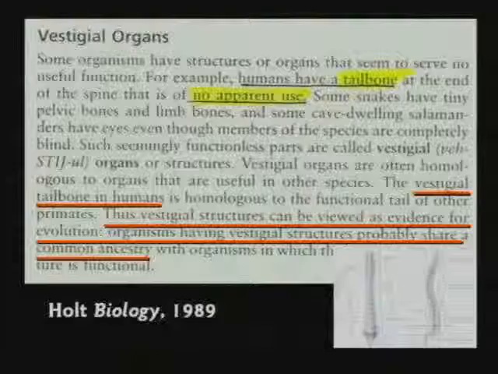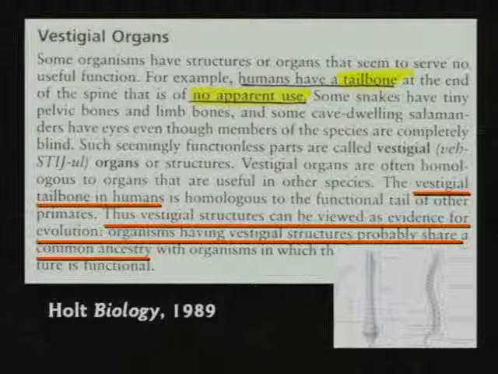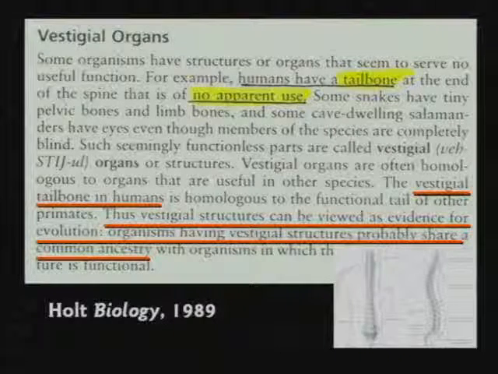This one says, humans have a tailbone that is of no apparent use. This is vestigial tailbone in humans. Vestigial structures can be viewed as evidence for evolution. Organisms having vestigial structures probably share a common ancestry. This is a lie. There are 9 muscles that attach to the tailbone, without which you cannot perform some valuable functions. I won't tell you what they all are, but trust me, you need those muscles. And I've told people for years, if you think the tailbone is vestigial, I will pay to have yours removed. Okay? Bend over.